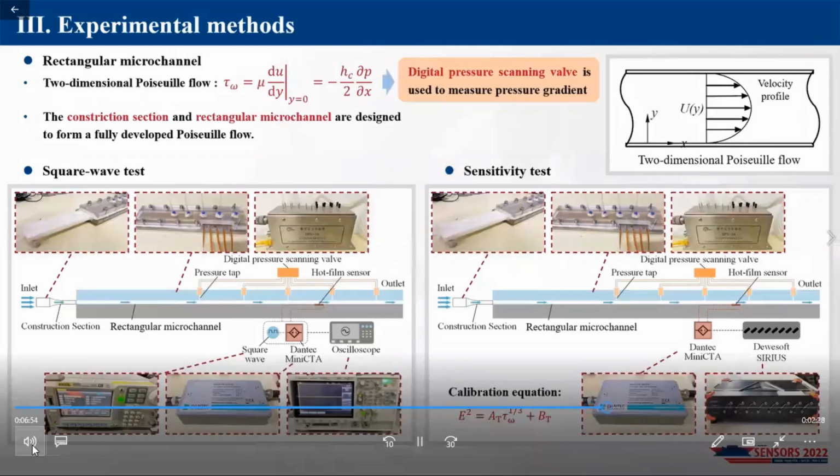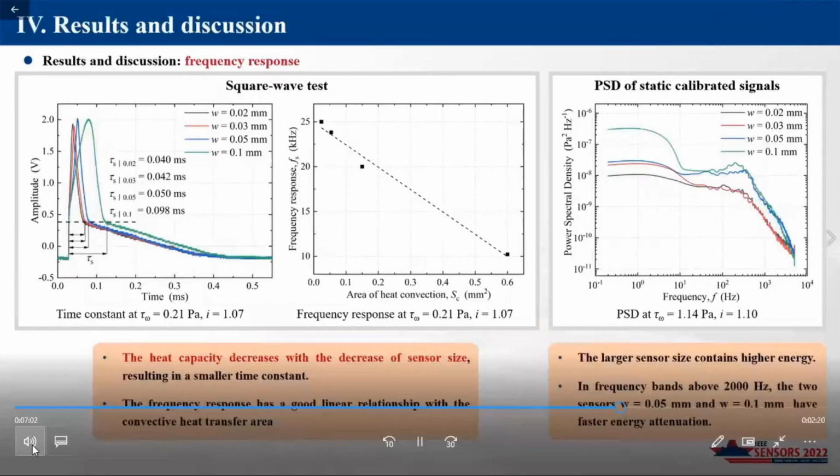A data acquisition system, instead of the oscilloscope, is used for the sensitivity test, and the square wave is no longer applied. As shown in the first diagram, the optimal response of the hot film sensor in the square wave test is the waveform with a slope, and the maximum value of the slope is 25% of the pulse. The span of the pulse is the time constant. At the same overheating ratio, the heat capacity decreases with the decrease of sensor size, resulting in a smaller time constant. The frequency response is the inverse of the time constant.